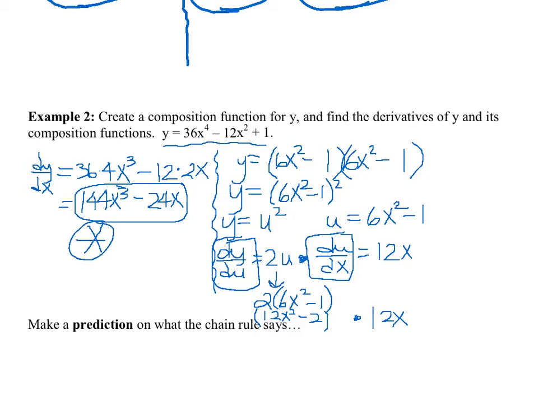Okay, so if I gave you this problem originally, and I didn't give it to you in the polynomial format as it's shown up here, if I gave it to you in this factored format, we can rewrite it as a composition and then just multiply the two derivatives together, and as you can see, you end up with the same derivative. Okay, so make a prediction on what the chain rule says. Go for it, pause, and then go on to the next page.